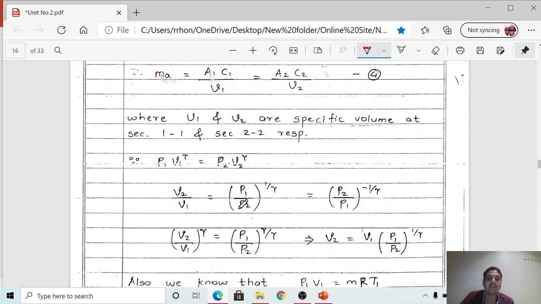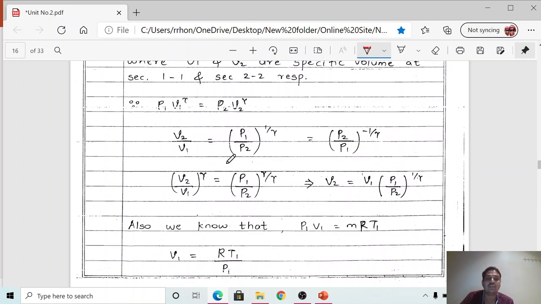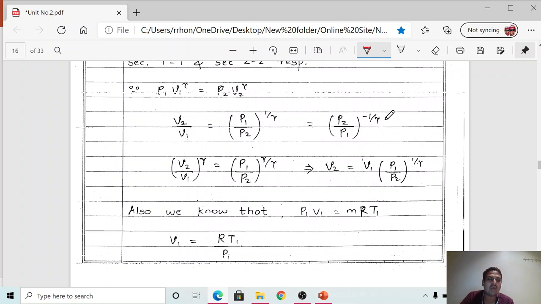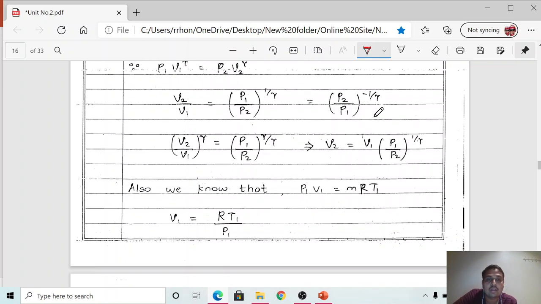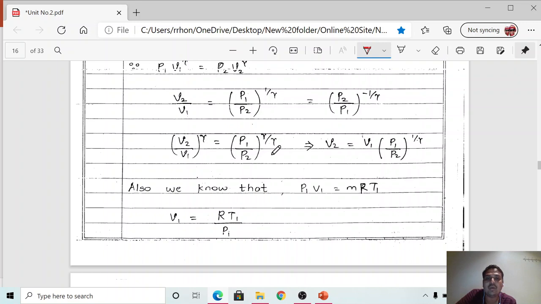Again, if you want to get P2 in the numerator and P1 in the denominator, then you have to write P2 by P1 raised to, with the change in sign of the power, minus 1 by gamma. So we got the equation V2 by V1 raised to gamma is equal to P2 by P1 raised to minus 1 by gamma. We have just written this particular term. If we require this term, then we can use this form of P2 by P1 raised to minus 1 by gamma. Initially, the same equation: V2 by V1 raised to gamma is equal to P1 by P2 raised to gamma by gamma.